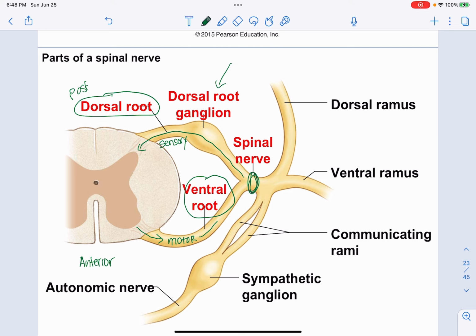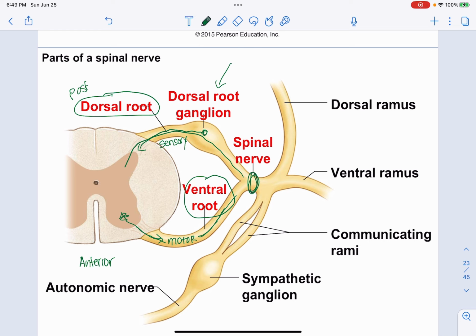So the cell body is in this dorsal root ganglion, and its axon is going to stretch all the way through into the spinal cord. Whereas the motor neurons are going to reside here, I can't really draw it, and their axons are going to come out the ventral root and head toward the rest of the body. This is how you connect the spinal nerves to and from the spinal cord.